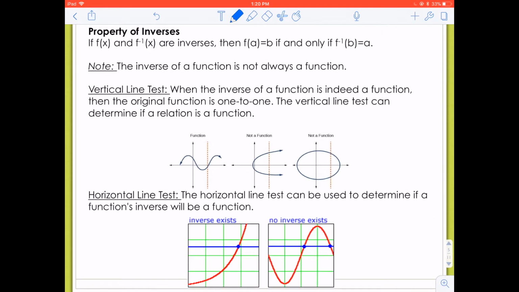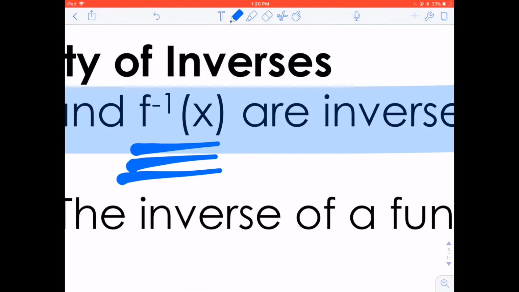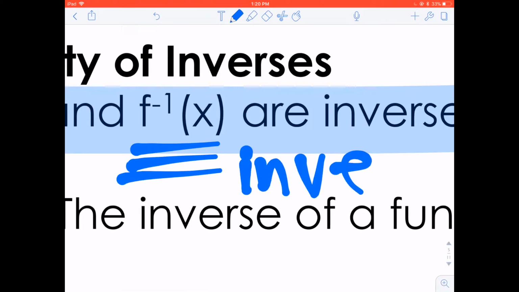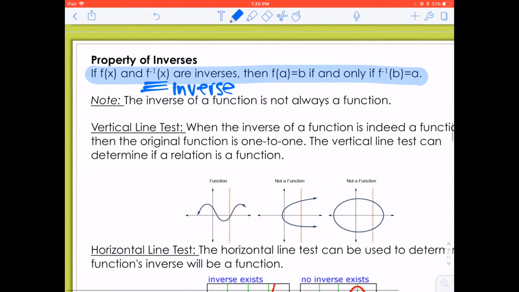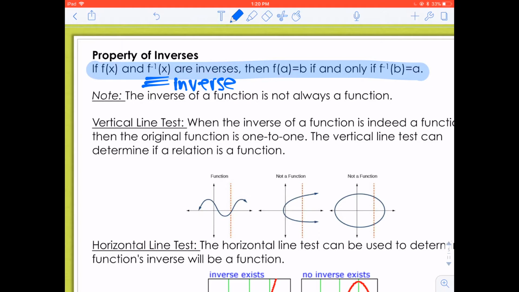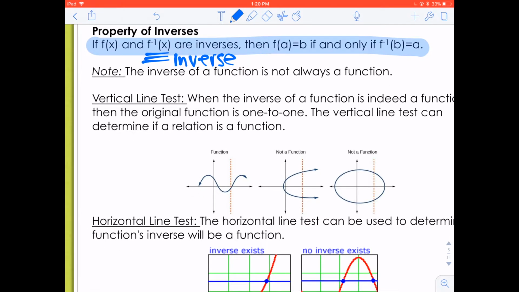All right, so there are a couple properties of inverses. Here's just a mathematical term, if f(x) and f^-1(x). Again, this f^-1(x), that means inverse. Okay, the negative 1 does not mean fraction, it means inverse. Then f(a) equals b if and only if the inverse f^-1(b) equals a. Okay, so what's important to know is that the inverse of a function is not always a function itself.